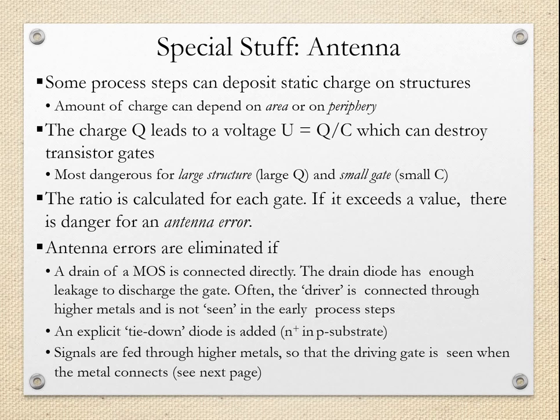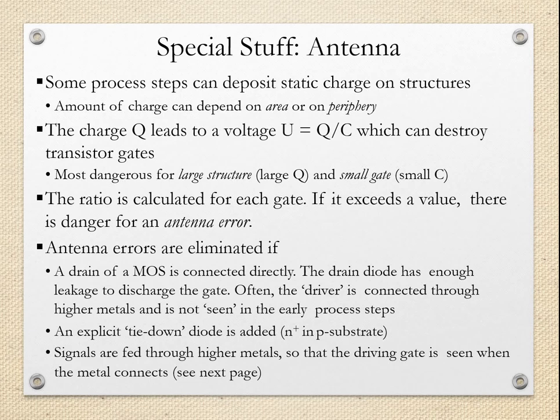Then the next special stuff is the antenna. Some process steps can deposit static charge on the structures, and the amount of charge can depend on the area or the periphery. The charge Q leads to the voltage Q by C, which can destroy the transistor gates, and it is most dangerous for large structures and small gates. The ratio is calculated for each gate. If it exceeds a value, there is a danger of the antenna error or the antenna effect.